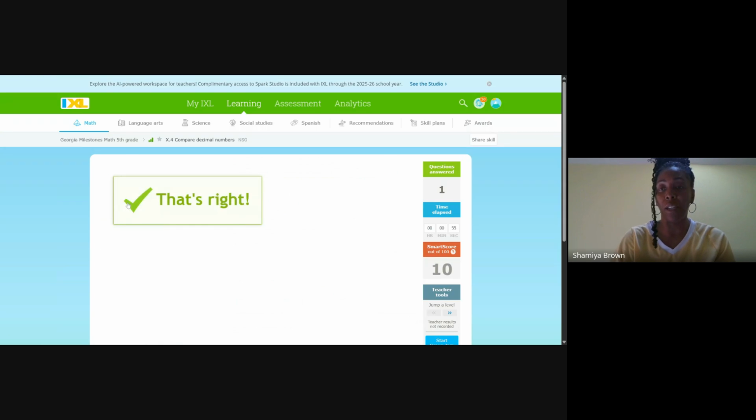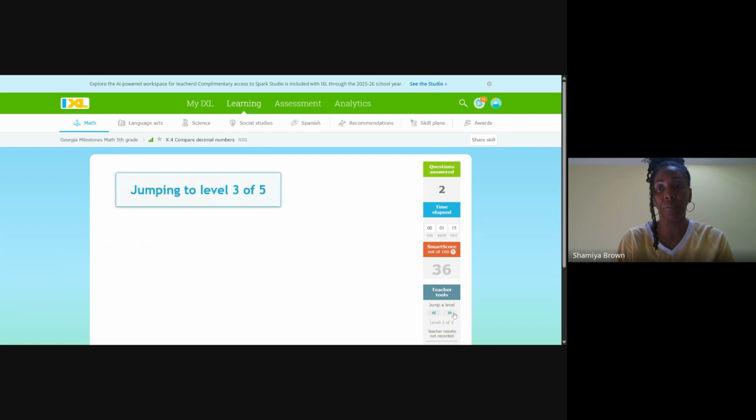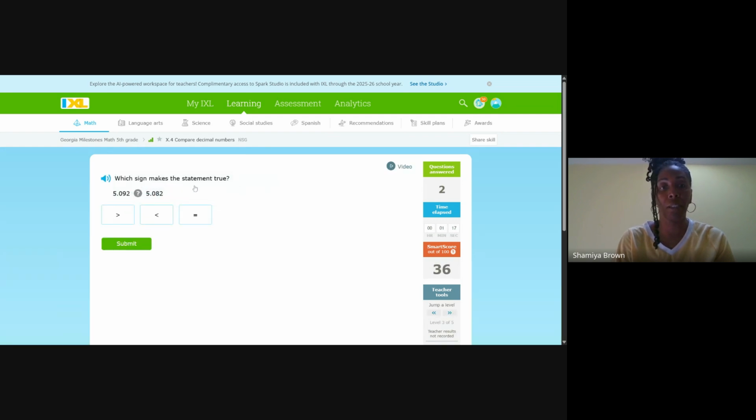All right. And that next one is, which sign makes the statement true? I have 2 over here and a 1 over here, so I automatically know this 2 2/10 is going to be bigger than 1 5/10. So my sign is going to open up to this side. Okay, let's go to a harder level. Which sign makes the statement true? I have 5 and 5 and 0 and 0, and then I have a 9 over here and an 8 over here. So this number is going to be bigger. So my sign is going to point to this number.